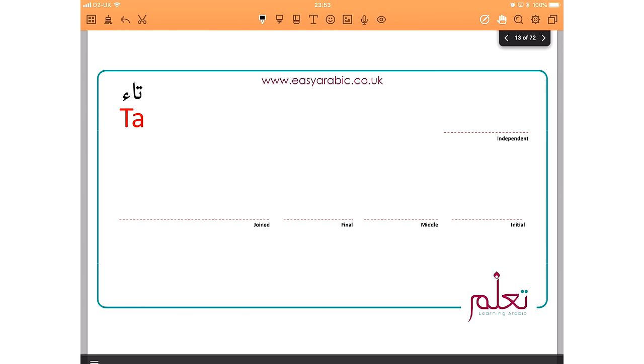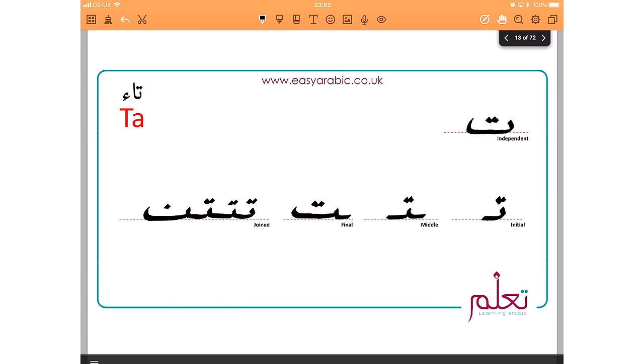Next one, we have the letter ta. That's written the same way as the ba, which is like this. Along there. There. And we have the two nuktas on the top. The ta. When it's at the beginning, it's like this. Ta. When it's in the middle, it's ta. And when it's at the end, okay, there. So when we join it together, it'll be ta, and then ta. Okay. Let's see examples of these.